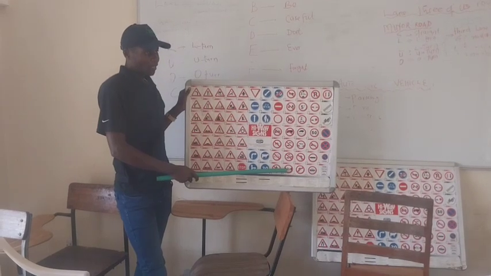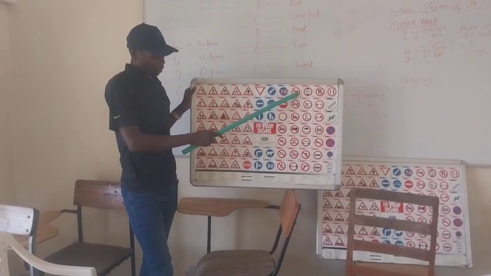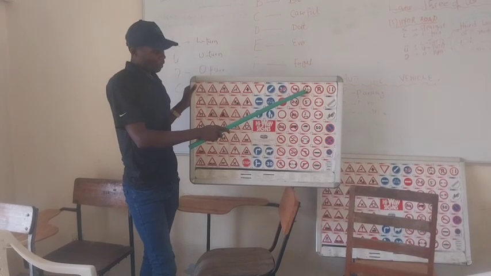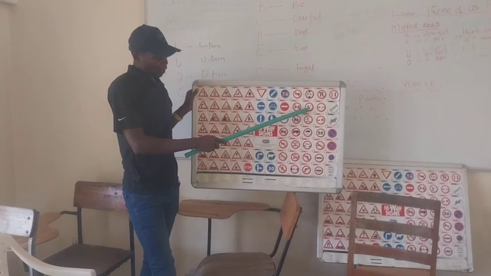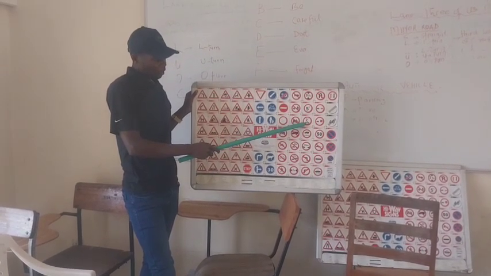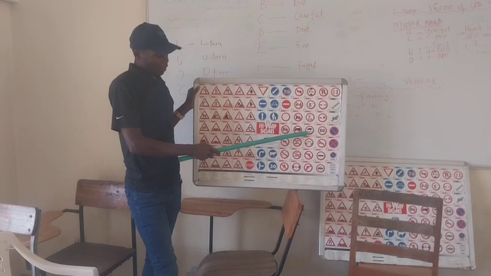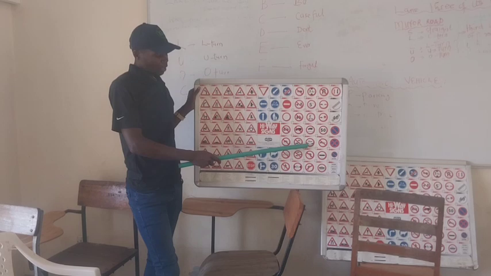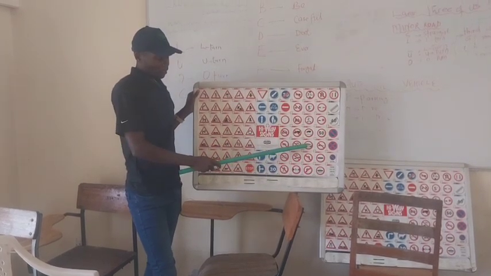No entry for vehicle exceeding 2 meters in width. No entry for vehicle exceeding 3.5 meters in height. No entry for vehicle exceeding 5 ton. No entry for vehicle exceeding 2 ton per axle. No entry for vehicle exceeding 10 meters long. No entry for vehicle exceeding all distance. Okay, distance to be kept while driving should be 70 meters.